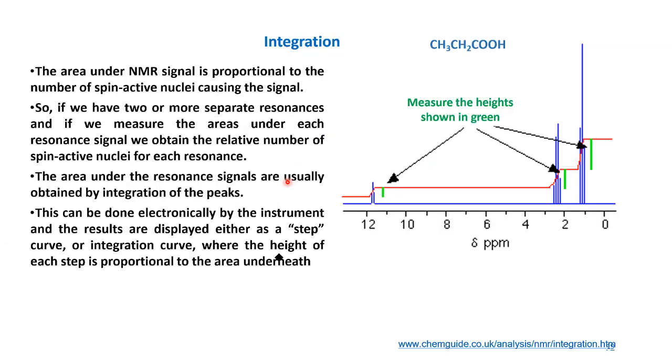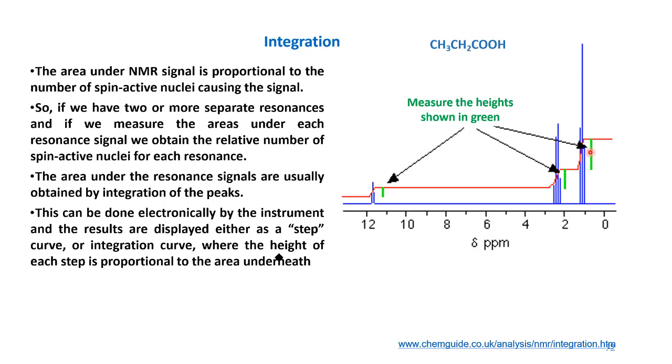Now integration. Integration is actually the area under the signal. The area under the NMR signal is proportional to the number of spin active nuclei causing the signal. So we can calculate the area under the curve or under the peak, and correlate it with the number of spin active nuclei. The number of active nuclei can be determined with the help of the integration of the area.